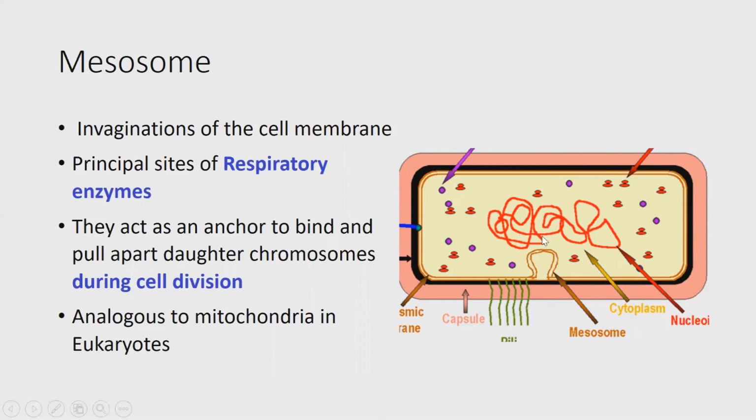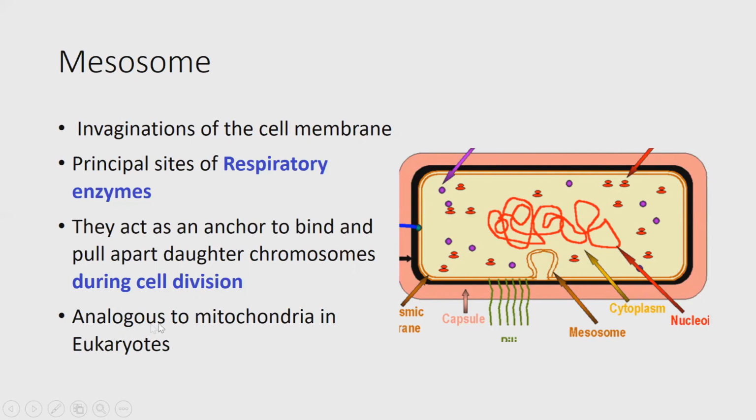Also you can see that if we pull this invagination towards this side, basically the cell will be divided into two, right? So these also act as an anchor to bind and pull apart the daughter chromosomes during cell division. So you can use this as an anchor and divide the cell. So it's also used as an anchor, you can see here.